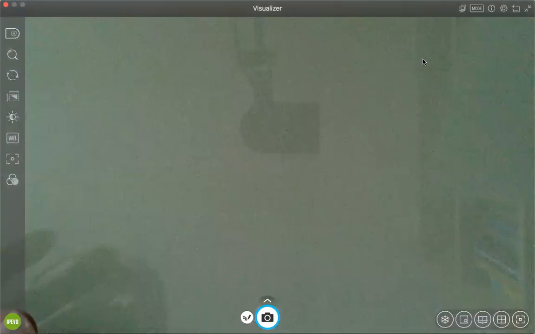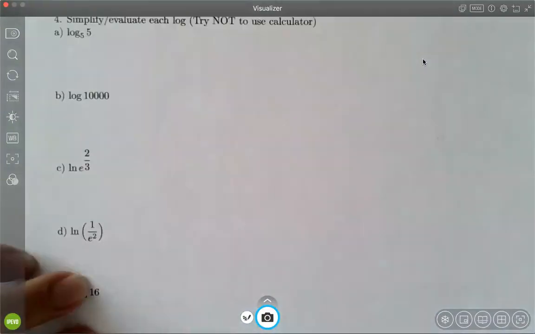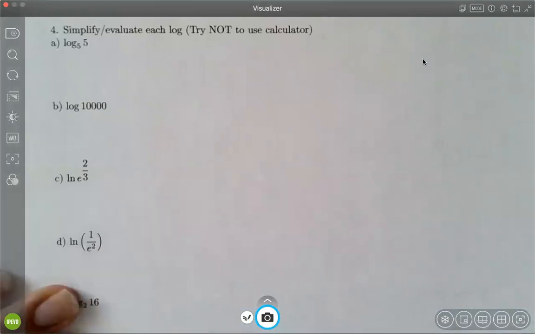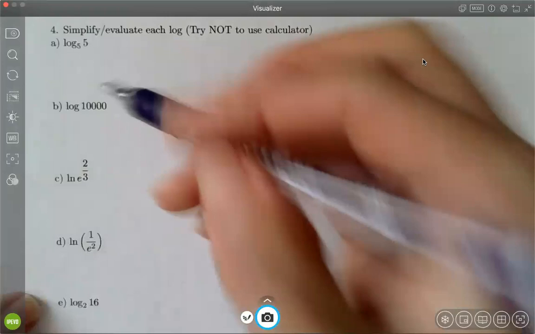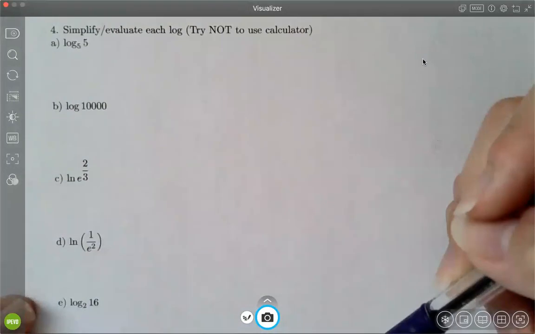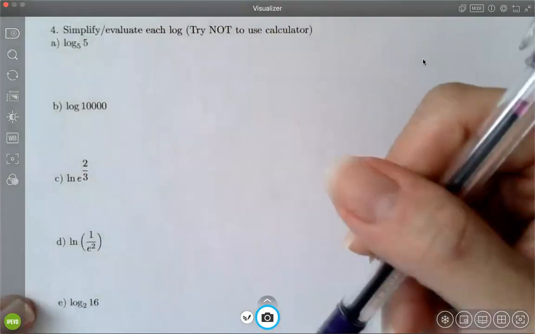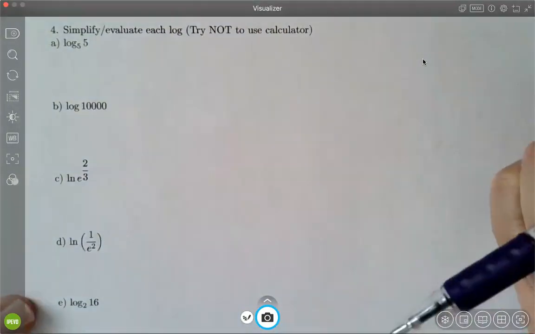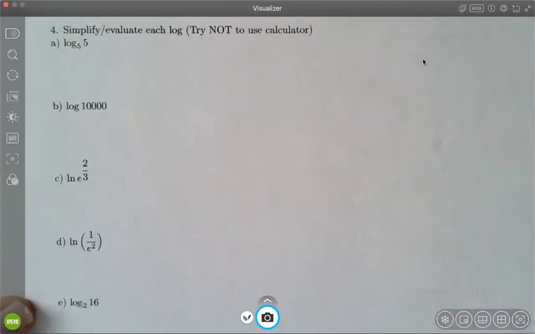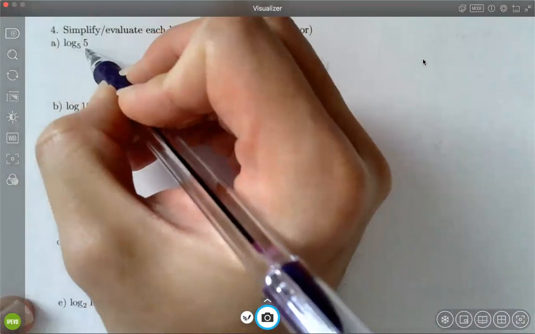So let's work on some problems. Simplify or evaluate each log and try not to use a calculator. Similar problems like these could appear on not just exam 4, but also on the final. But I will not use a calculator on any of these, so you're expected not to use it either. So part A, base 5. That's the base, remember? So base 5 log, and that's applied to 5.